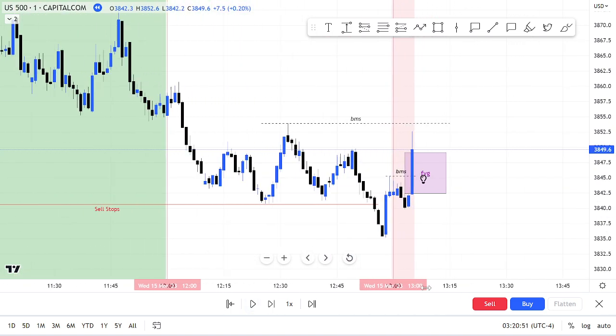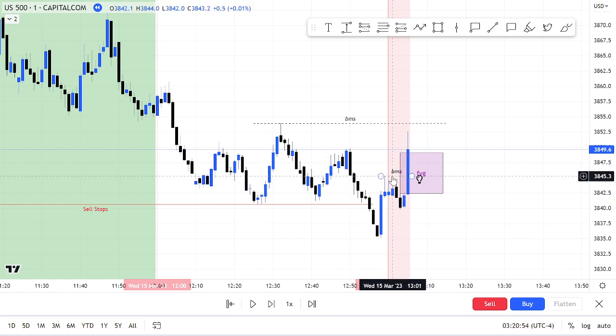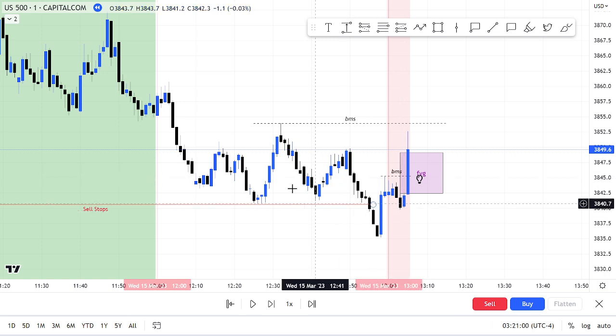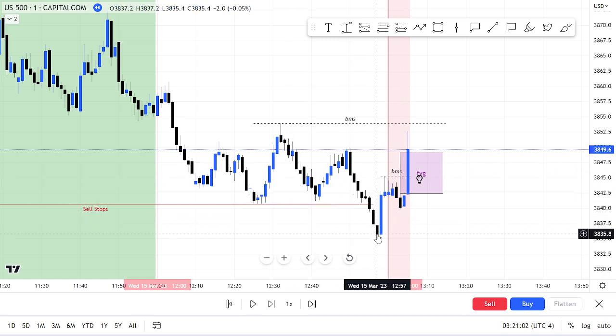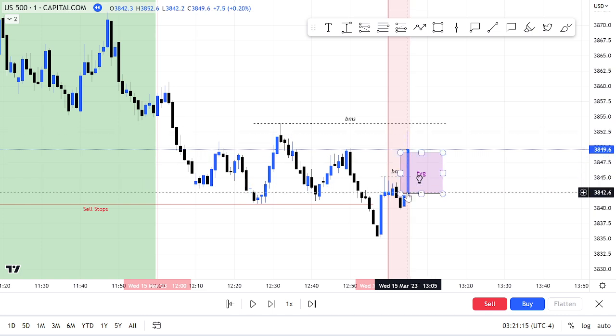Alright, so this was a break of market structure for me. Why I say that is because we had sell stops right here. Price came down, plummeted through those sell stops, took them out, and then price made a small swing up here. And then suddenly we had this one candlestick that took it out.